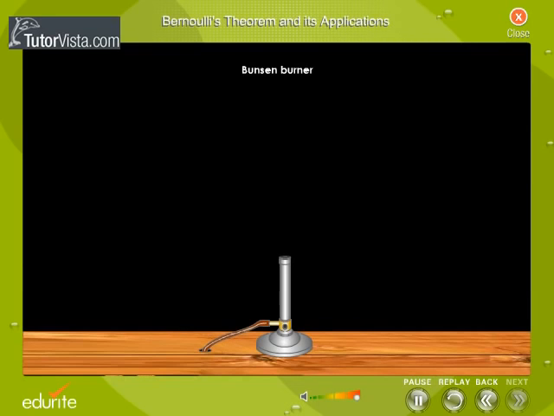Bunsen burner. One of the most commonly used appliances based on Bernoulli's theorem is the Bunsen burner. In a Bunsen burner, when the gas emerges out of the nozzle, the velocity of the gas increases and as a result, a region of low pressure is created around the nozzle. As a result, the atmospheric air flows towards the burner and the air necessary for combustion is sucked through the holes present on the burner.